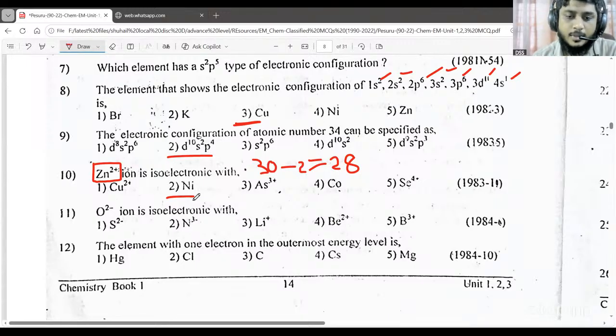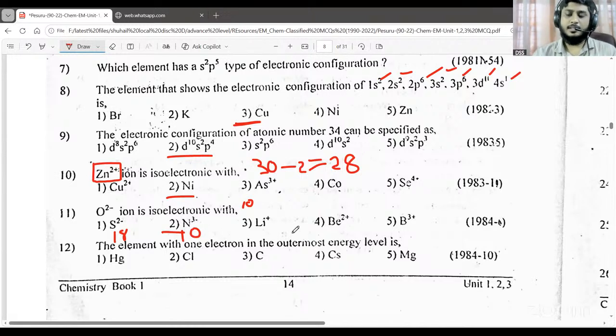O2- ion is isoelectronic with. Oxygen is the 8th element, so O2- means 10 electrons. S2- means sulfur is 16, and 2 minus, so they will have 18 electrons. Nitrogen is the seventh element, with a 3 minus, so it will have 10 electrons. So definitely nitrogen is the answer.